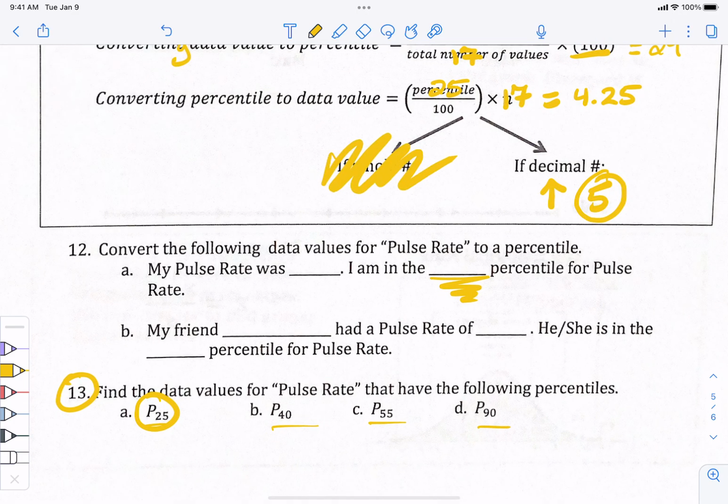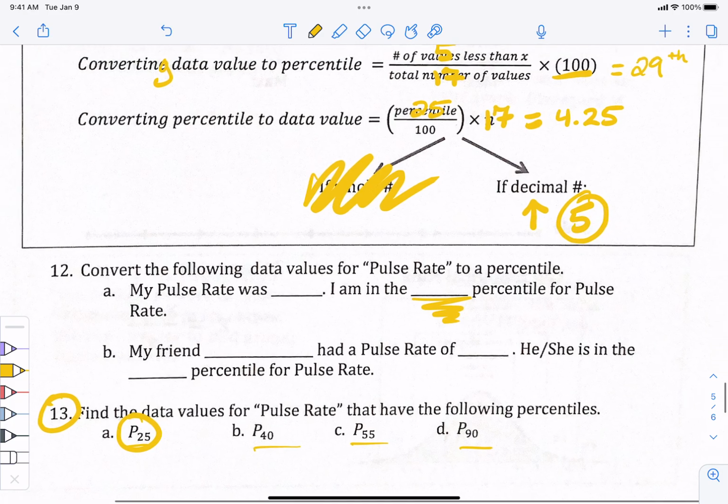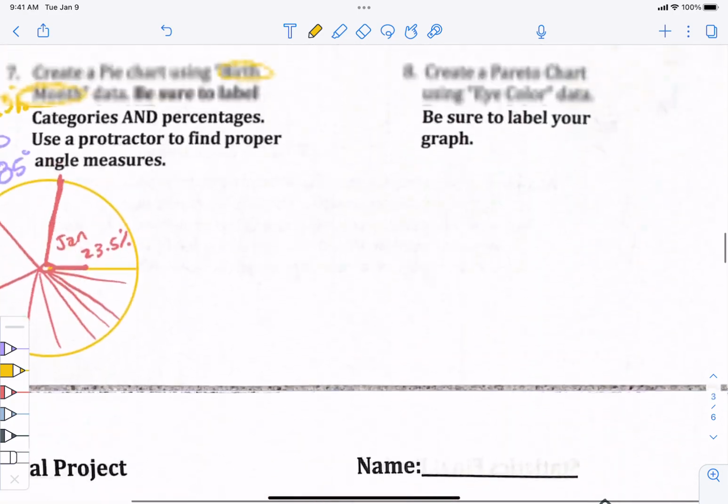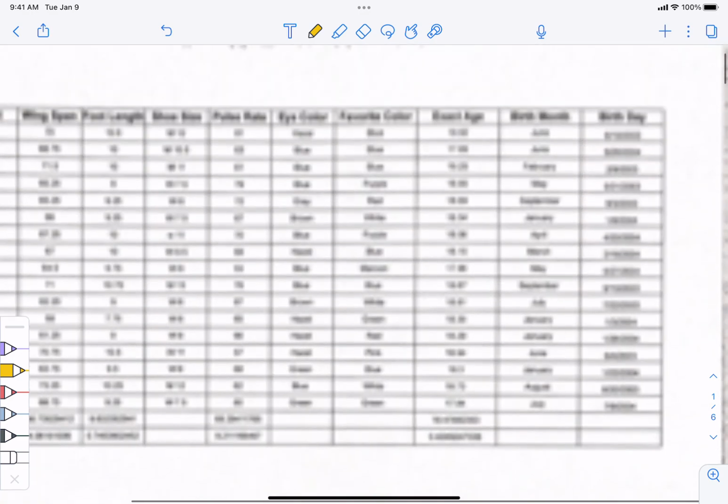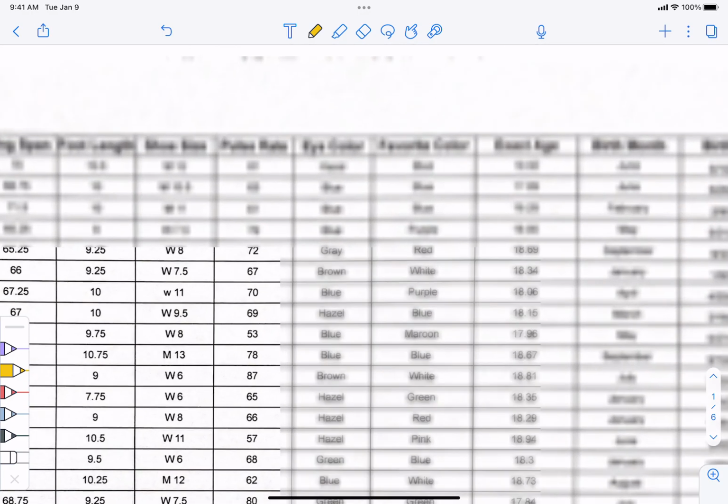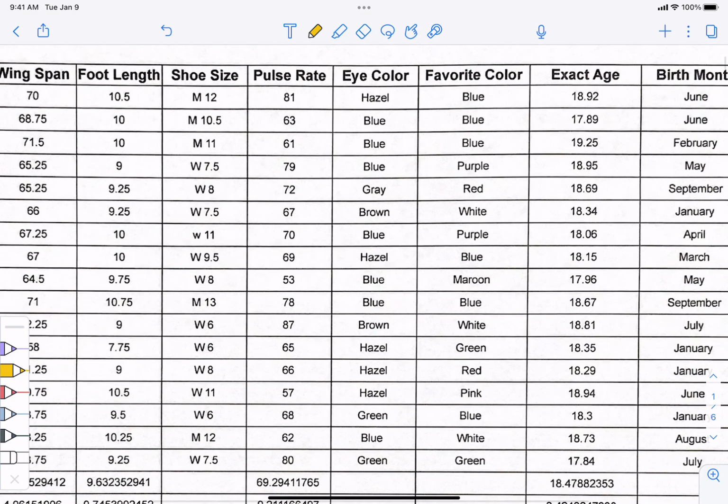I'm pretty sure all of these come out to be decimal numbers, so you don't even have to worry about whole numbers, right? 40th percentile, 55th percentile, 90th percentile. So we're looking for the 5th person, okay? So I'm going to go to my data and make you really dizzy. We're doing pulse rates. Okay, so who's number 1 for pulse rate? Thinking that we're going least to greatest. Who's number 1? Ellie. Ellie's number 1.